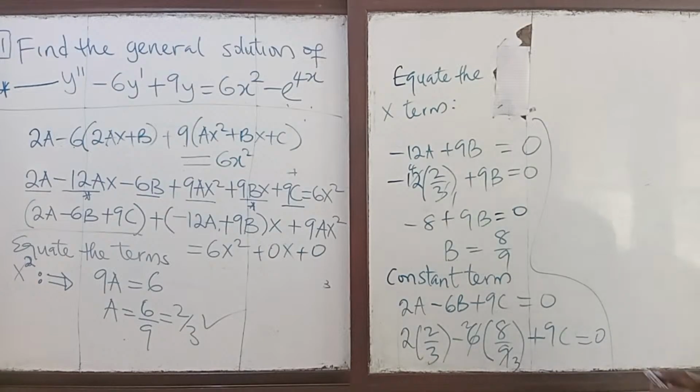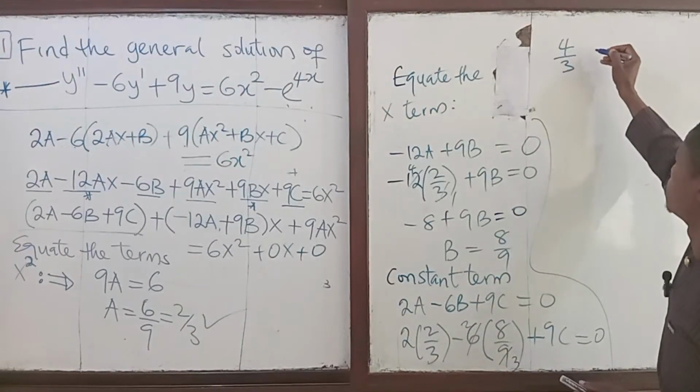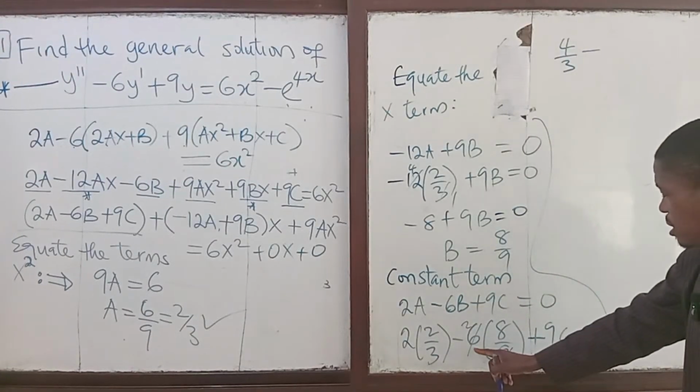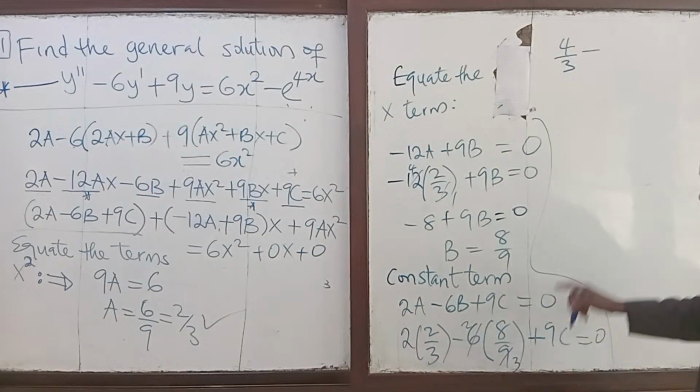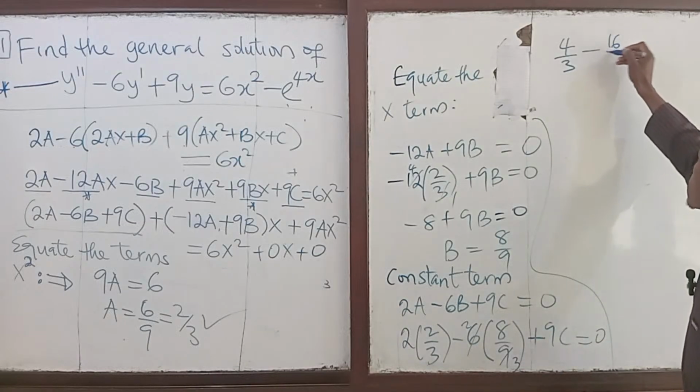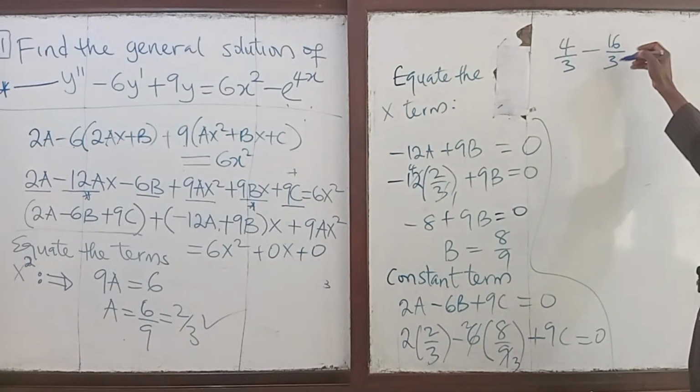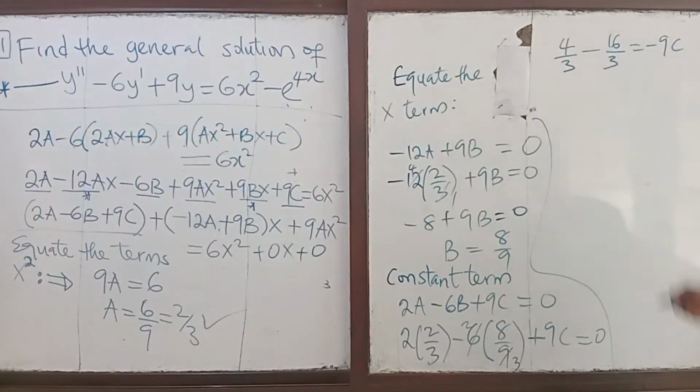Okay. So this will be 3 minus 3 here too. That's a 16 over 3. Okay, plus 9c. Move the 9c to the other side. You got your minus 9c.